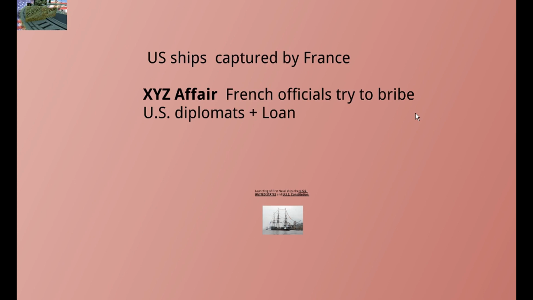But what angered the Federalist administration more is the loan, because the loan to France in its war against Britain would mean a violation of the United States neutrality rights. XYZ, by the way, is a name given by American diplomats to the three French officials who tried to get a bribe and a loan from the US diplomats, in order to avoid mentioning their names directly.